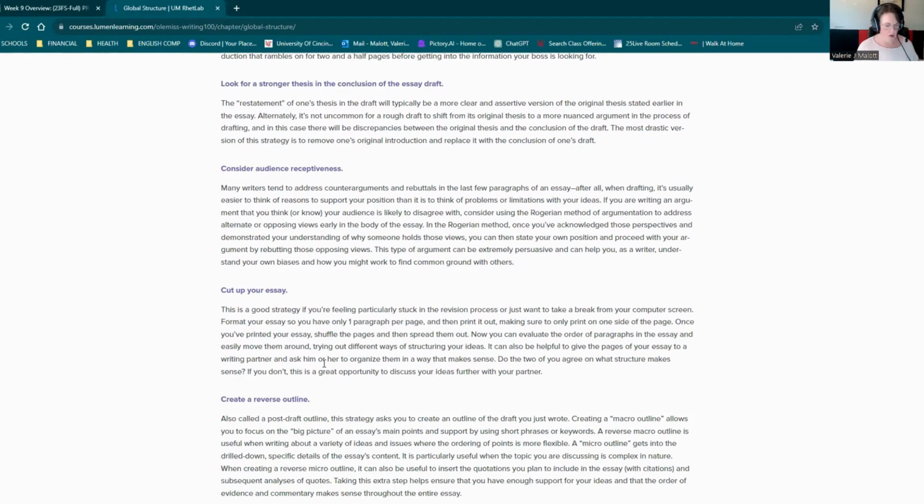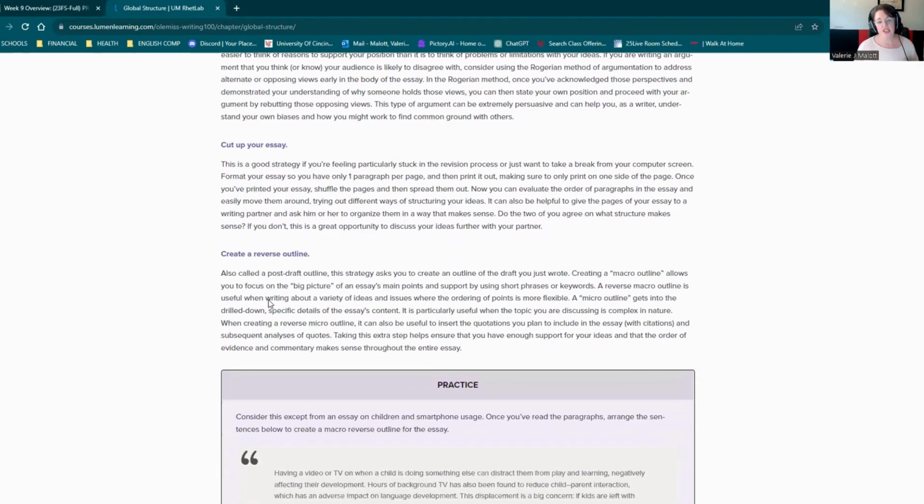suggestions, and this we'll talk more about in the revision Canvas page, the revision strategies Canvas page. One suggestion is to quote unquote cut up your essay. Now, I know that most of us are composing digitally. We don't print out copies of our drafts, but sometimes that can really be helpful to print out a copy of your draft, cut the paragraphs up, and then maybe see if there's a better way to rearrange those paragraphs. So that's one suggestion. Another suggestion is to create a reverse outline based on what you've already written.